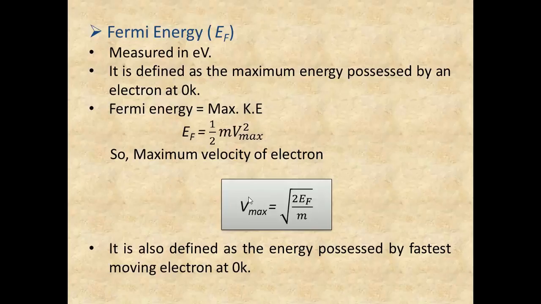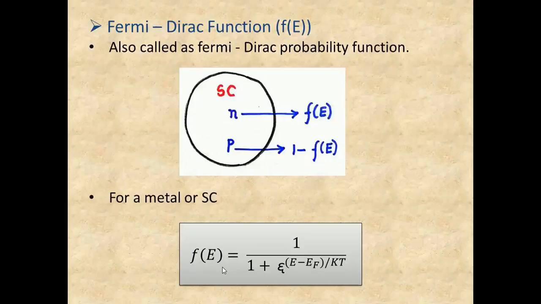Or the third way of defining the same Fermi energy is the energy possessed by the fastest moving electron at 0 Kelvin. So there are three ways your question can be raised, like if you define Fermi energy, options can be any one out of these three. So you should be prepared in all three ways. So I hope it's clear to you.